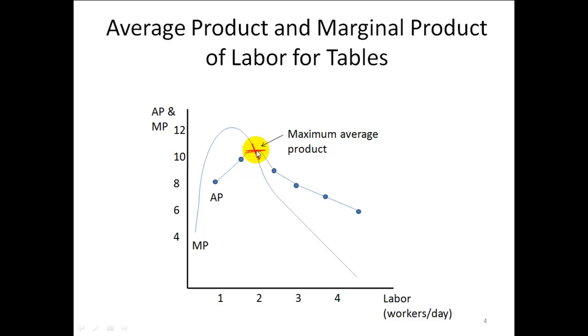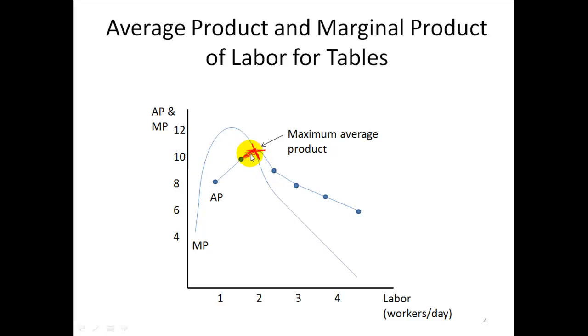Now, why is this? The way you can think of this is, as long as the marginal product is higher than average product, that means that each additional worker is producing something that is more than the average. So what will that do to the average? That will pull the average up. So the average keeps going up as long as the marginal product is more than average product.